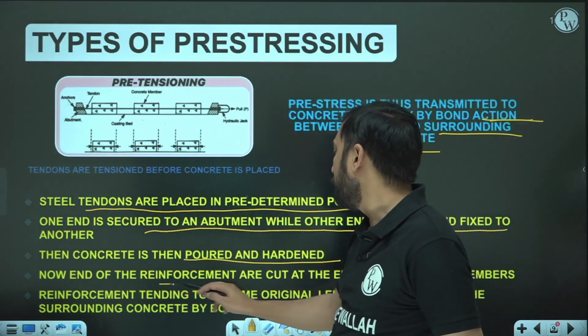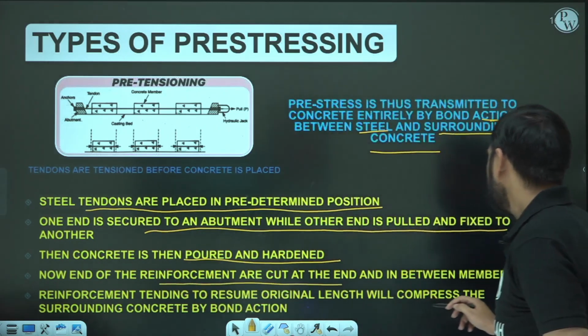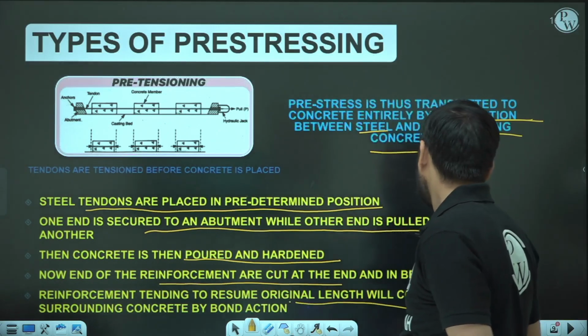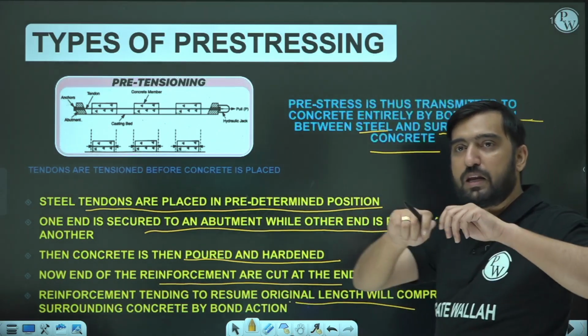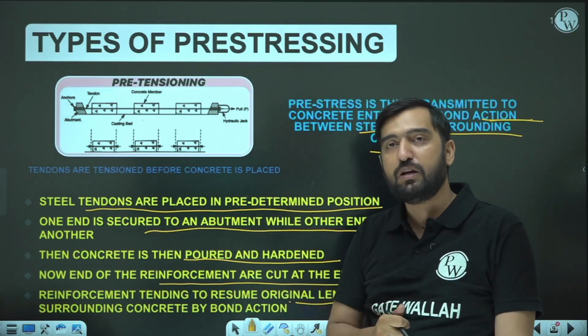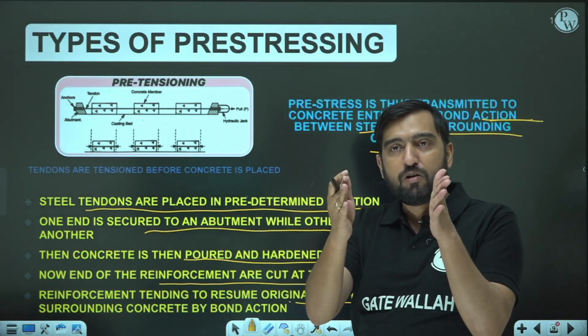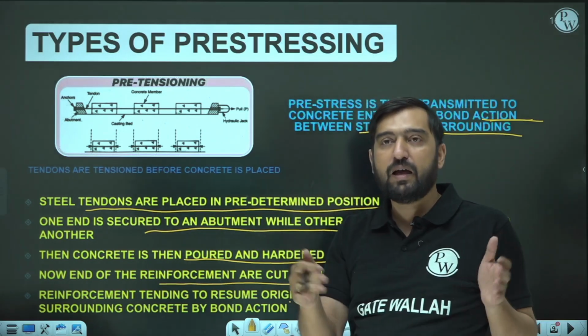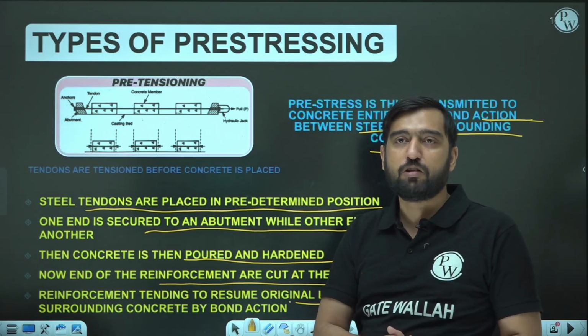Now the ends of the reinforcement are cut, and between the members the reinforcement tends to resume the original length. Okay, because due to the energy stored, now they will try to come back to their original position. So due to this, compression of steel is occurring, and hence the compression of concrete will also be occurring.